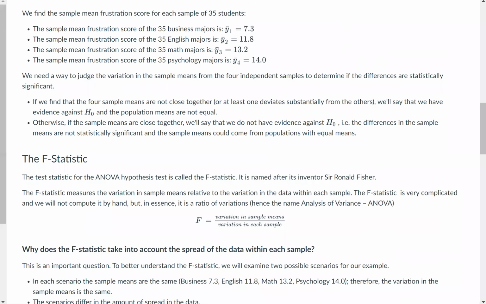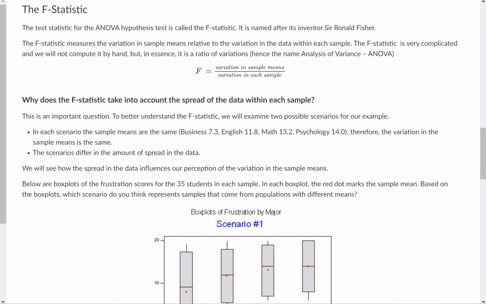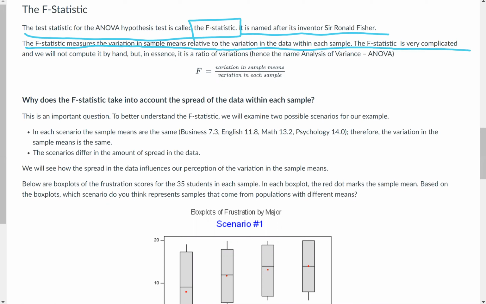The test statistic for the ANOVA hypothesis test is called the F statistic. It is named after its inventor, Sir Ronald Fisher. So F for Fisher, F statistic. It measures the variation in sample means relative to the variation in the data within each sample. The F statistic is very complicated and we will not compute it by hand, but in essence, it is the ratio of variations. Hence the name analysis of variance, ANOVA.